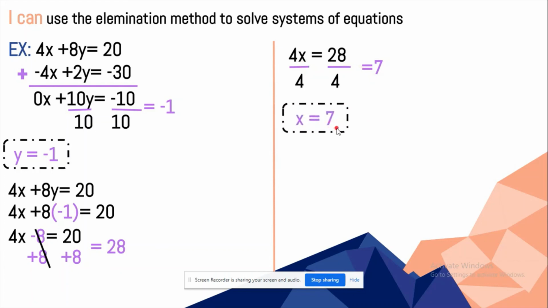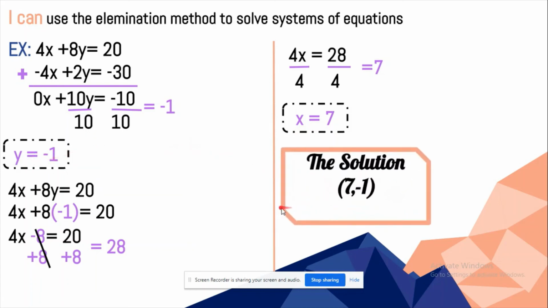Now all you have to do is write down the solution as an ordered pair, opening bracket x and y closing bracket. Now we're done. We just have to write the solution. We found the value of x and the value of y. All we have to do now is just write the solution like this.